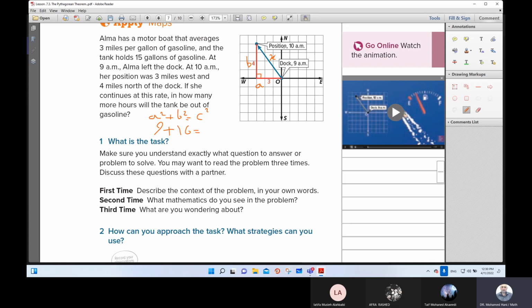And the C squared, the missing value X, will be X squared. So X squared equals 9 plus 16, which is 25. Then take the square root, so X equals the square root of 25, which will be negative or positive 5.